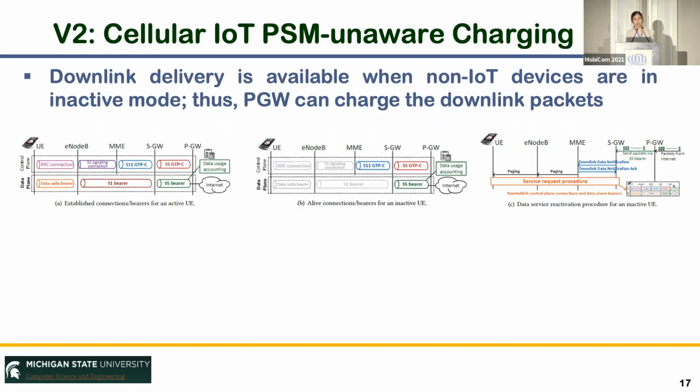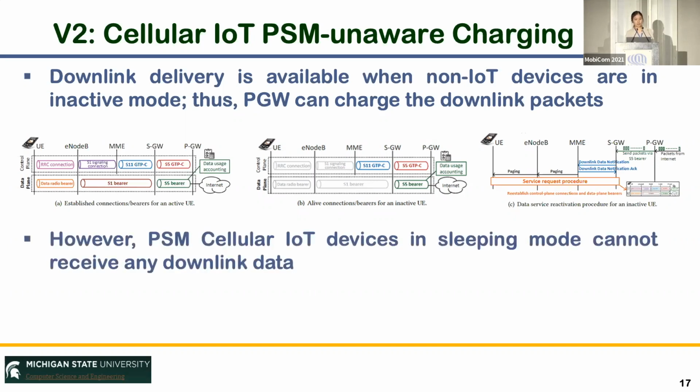We can see from these 3 figures that the downlink delivery is available even when non-IoT devices are in inactive mode. Since when downlink packets arrive, the gateway will send a notification to the MME, and the MME's paging message will notify this non-IoT device to receive the data. So the P-gateway can charge these downlink packets for the non-IoT device.